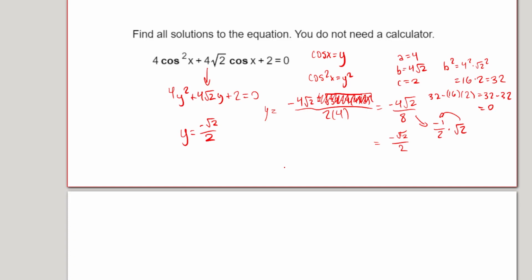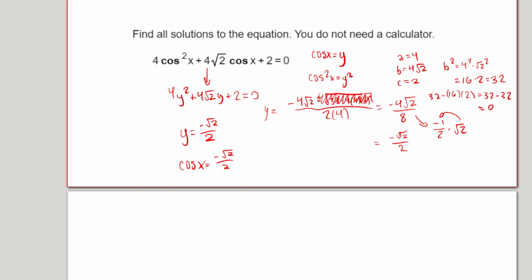Now, remember that y is equal to cosine of x, so we have to find out when cosine of x is equal to the negative square root of 2 over 2, all right? Because we found out when y is equal to this value, and y is equal to cosine of x. So cosine of x must equal negative square root of 2 over 2.